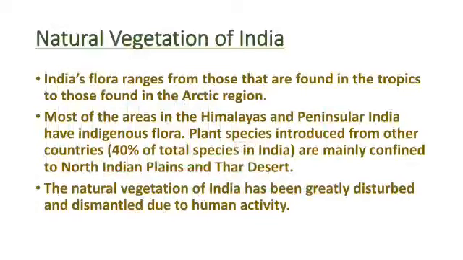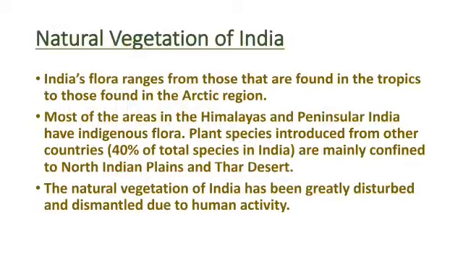Natural vegetation of India. India's flora ranges from those that are found in the tropics to those found in the Arctic region. That is because, try to visualize the Indian physical features. Towards the north we have the high mountain ranges, the Himalayan mountain ranges, west desert areas. Next to the mountain ranges at the foothill we have the plain regions, next to that plateau regions, coastal regions and islands and so on. So with variation in the physical features, we have variation in flora in India.